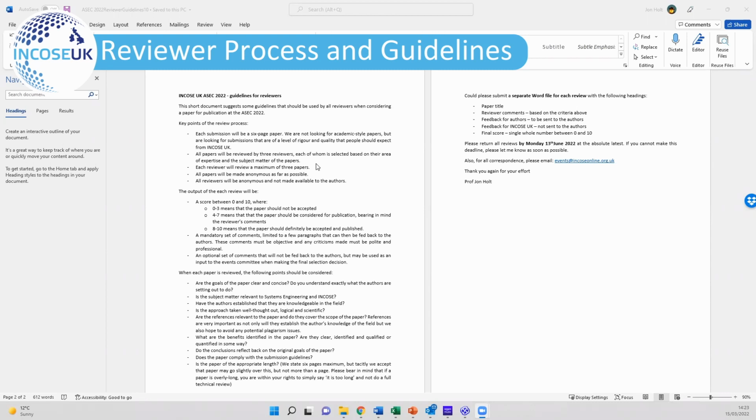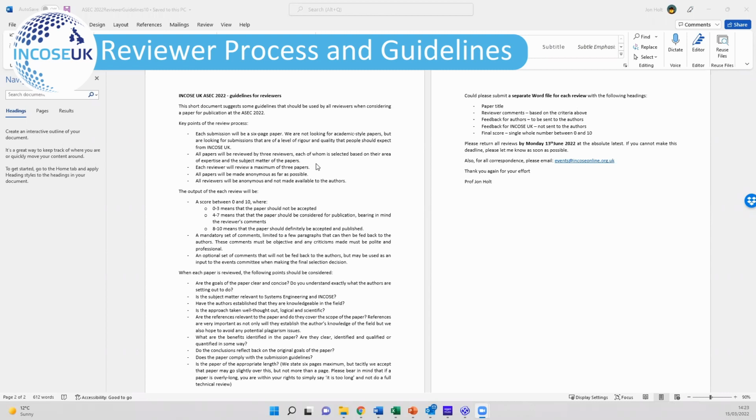As we said, all papers will be reviewed by 3 reviewers. Each of those will be selected based on their self-nominated areas of expertise, and also each reviewer will only review a maximum of 3 papers. This is important because it means that there's no single reviewer that's going to be overloaded by papers. I think 3 is a reasonable number, and it allows people to write a nice thorough review of the paper. As I've mentioned, all the papers will be made anonymous as far as possible.